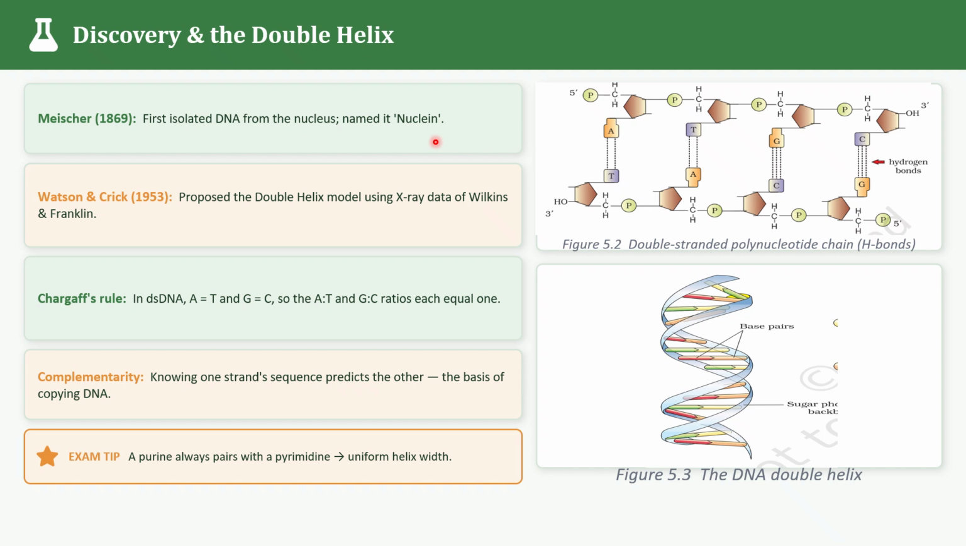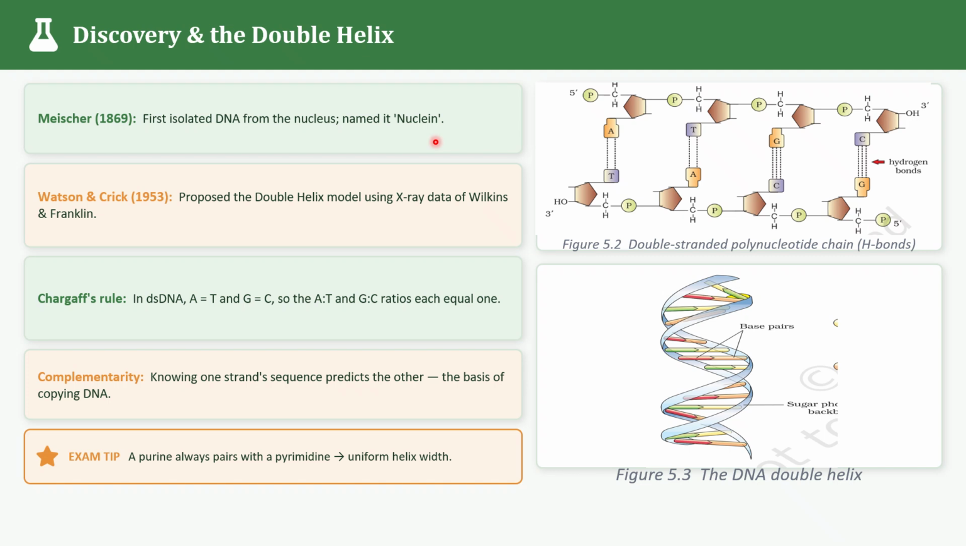For many years, scientists knew that DNA existed, but could not determine its structure because DNA is an extremely long and delicate molecule, and the technology available at the time was not advanced enough to study it.